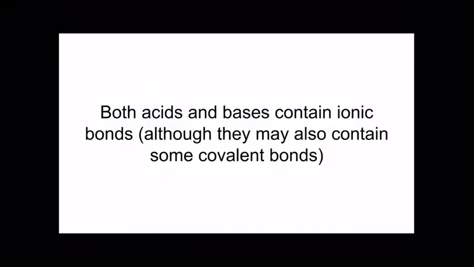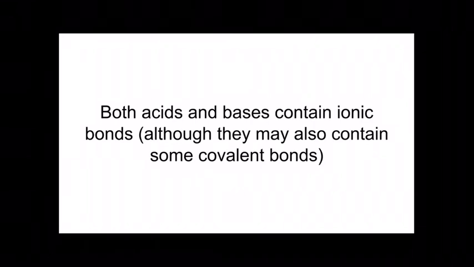Okay, let's keep going. So both acids and bases contain ionic bonds. We've talked about that, although some may also contain covalent bonds. So if we're talking about an ion that is a small molecule, there can be covalent bonds between some of those atoms. But acids and bases, by definition, always also contain ionic bonds, because acids and bases are made out of a combination of cations and anions. And okay, so let's keep going with these definitions here.